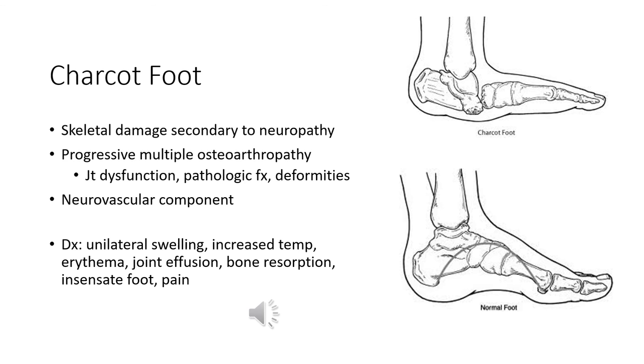So here are some visuals to help you understand Charcot foot a little bit better. On the top is a Charcot foot, and on the bottom is a normal foot structure. You can see how with fracturing at the midfoot, we start to see a rocking chair presentation, or a rocker bottom, on the bottom of the foot. So this changes the pressure points and the at-risk areas of the foot. We start to see some skeletal damage secondary to the neuropathy.